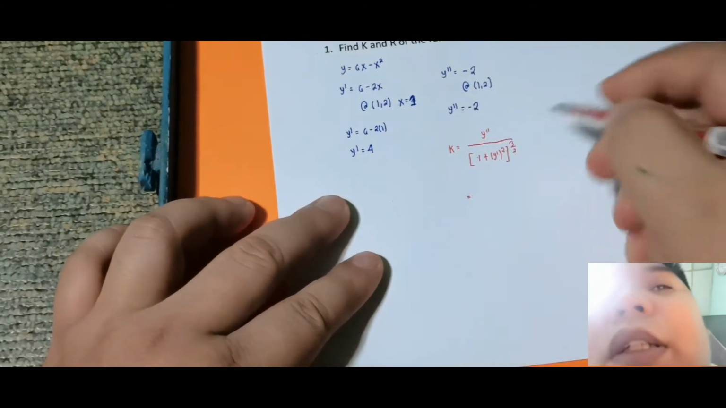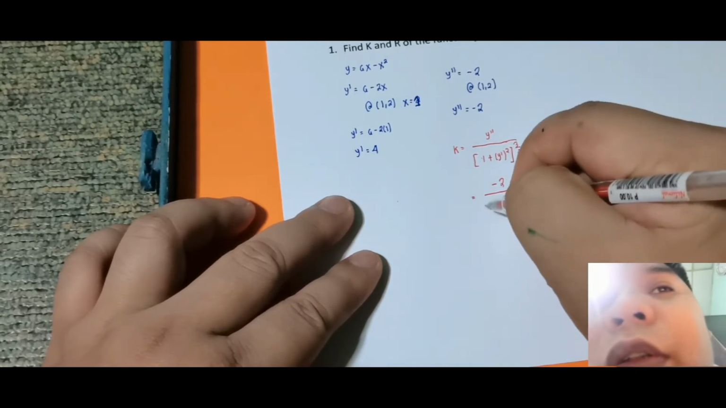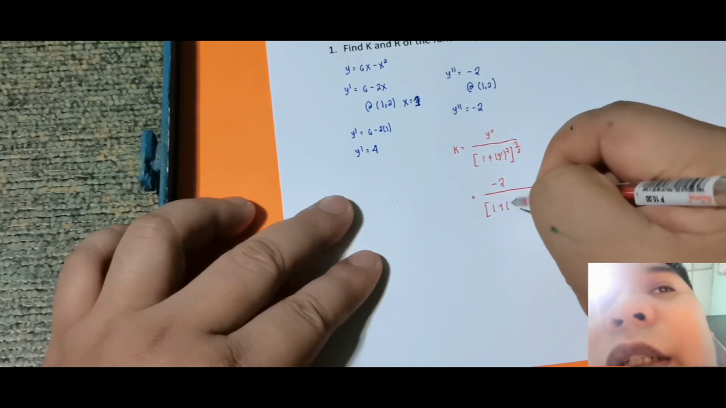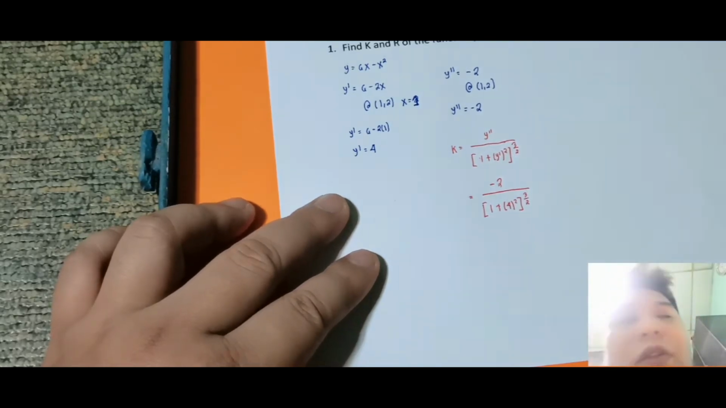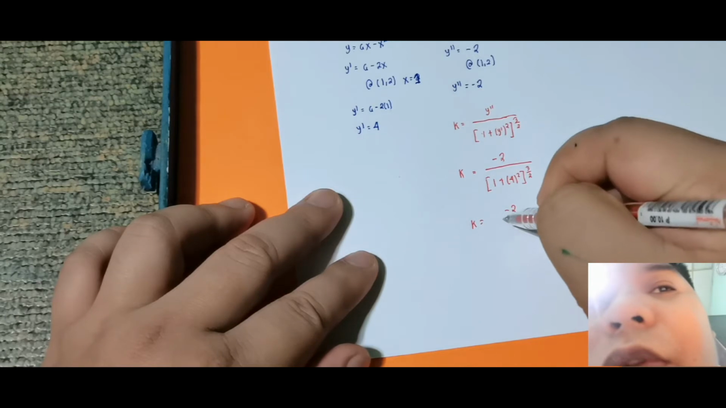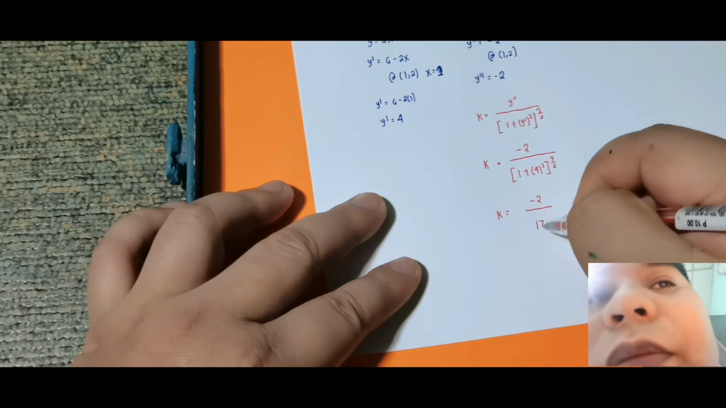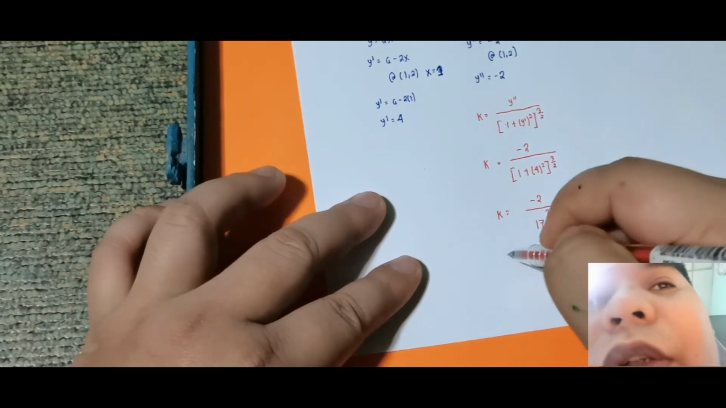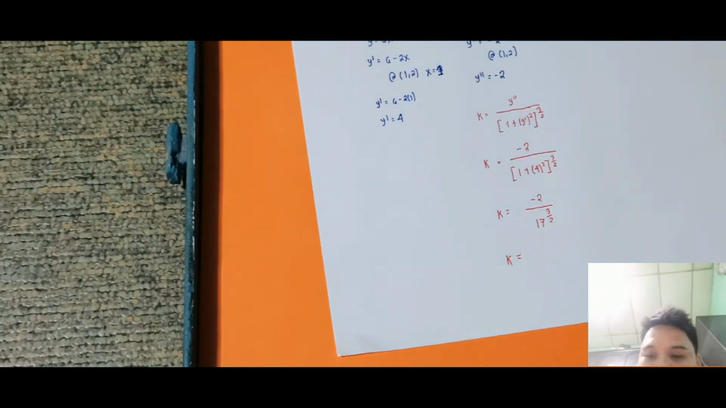So K is just equal sa y double prime, which is negative 2, all over 1 plus 4 squared, tas naka-raise sa 3 over 2. So note na this is just equal, so K is equal sa negative 2 over 4 squared is 16 plus 1, 17. So this is just 17 raised sa 3 over 2. So K is approximately, so for decimal places tayo para maganda, negative 2 over 17 raised sa 3 over 2.